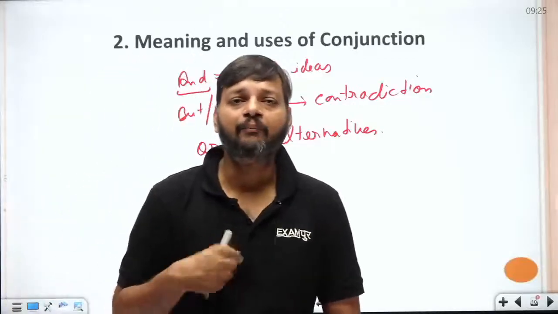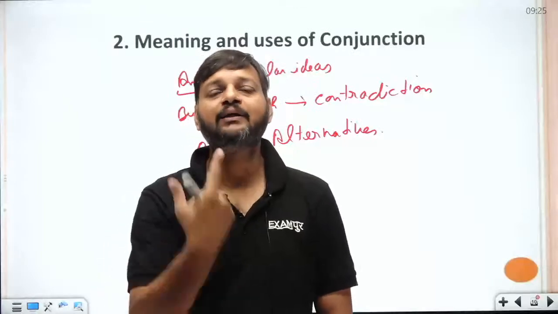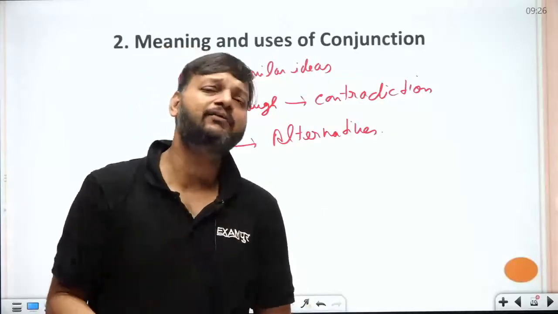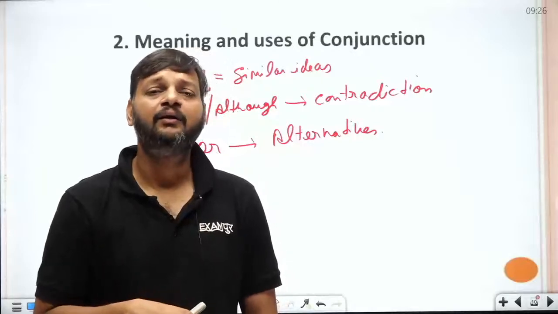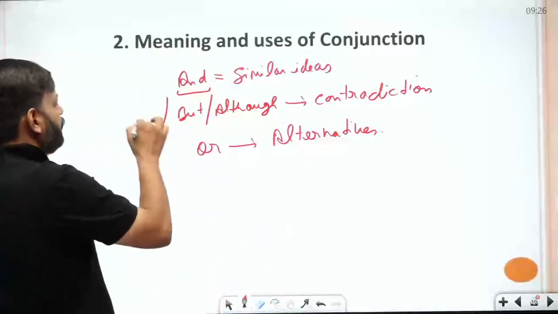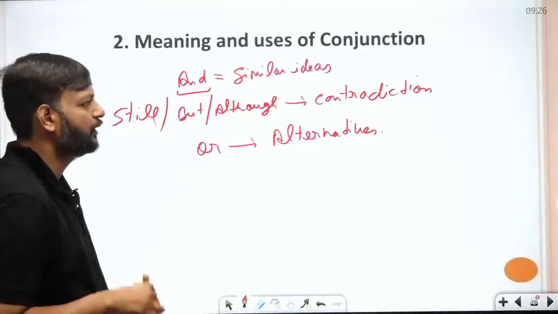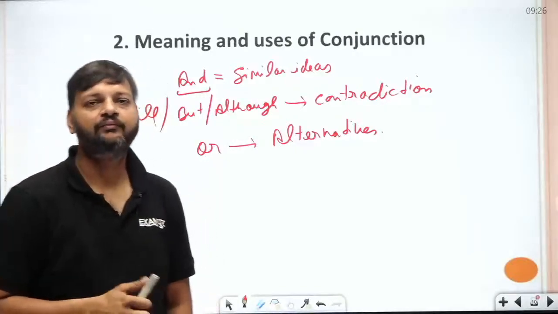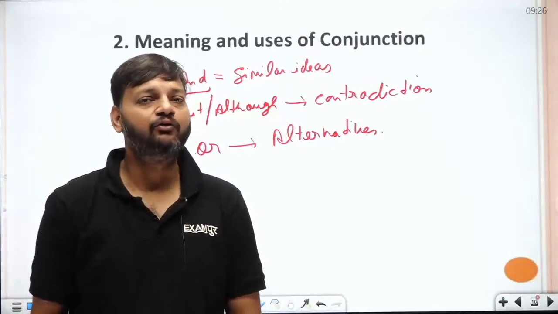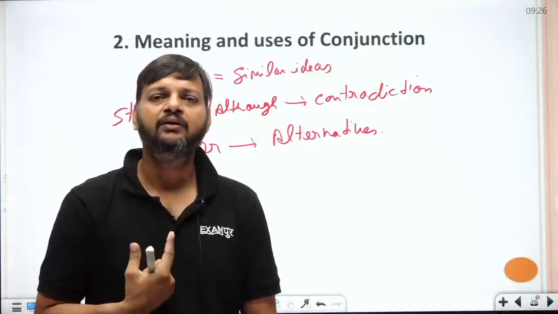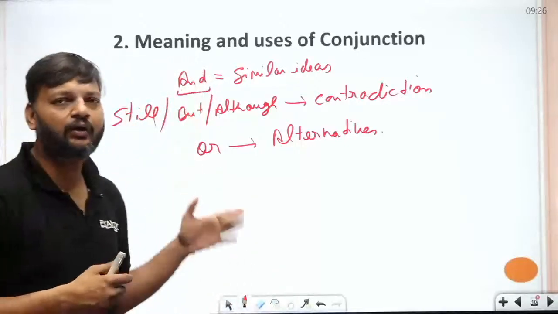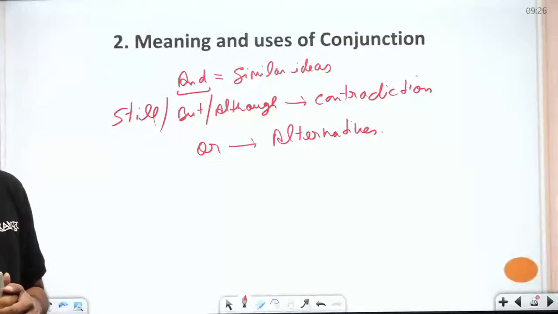I was busy but I met you. So there is a contradiction. If I am busy, I should not meet anyone. But I was busy but still I met you. So although and still are also here. Okay, contradiction. And or shows alternative. I would call you or visit you someday. So there is an alternative. I would visit or call. I'll do either of the things. Okay, so these conjunctions can also help you in solving parajumbles, right?